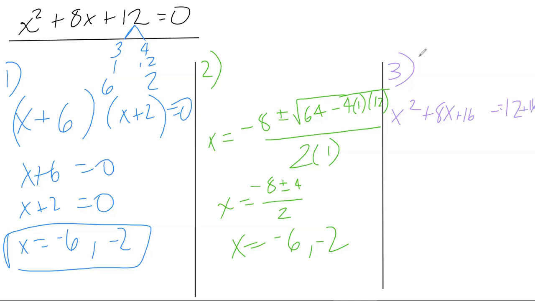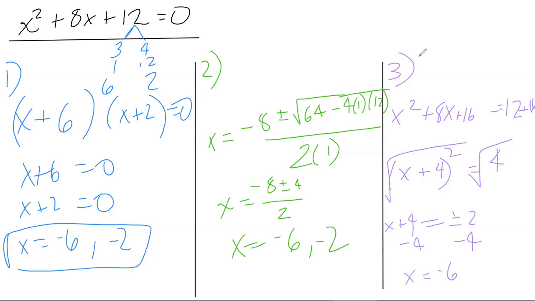And now we get 16 plus negative 12, which is 4, is equal to x plus 4 squared. Now if x plus 4 squared is equal to 4, well, let's take the square root. We get plus or minus 2 is equal to x plus 4. Subtract that 4, and you get a positive 2 minus 4, which is negative 2, and negative 2 minus 4, which is negative 6. So x is equal to negative 6 and negative 2.